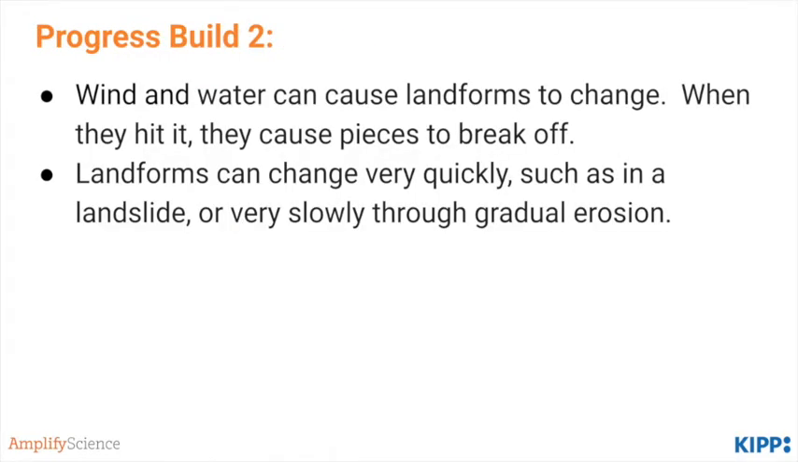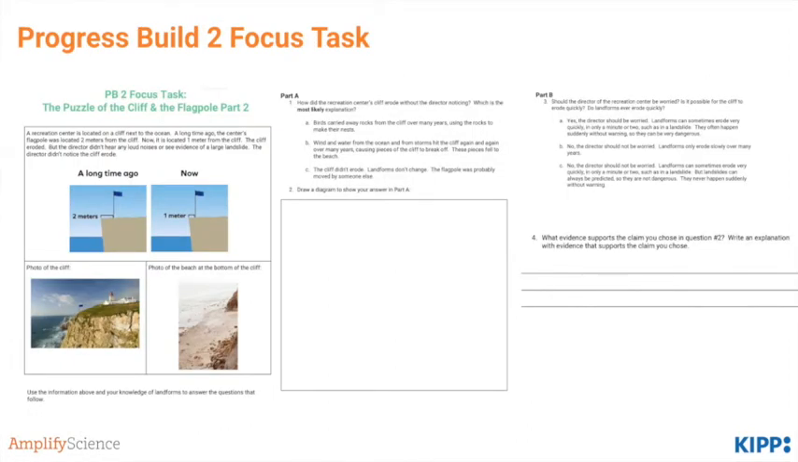At this point in the unit, students should understand Progress Build 2. Wind and water can cause landforms to change. When they hit it, they cause pieces to break off. Landforms can change very quickly, such as in a landslide, or very slowly through gradual erosion. All this leads up to the Progress Build 2 focus task, the puzzle of the cliff and the flagpole, part 2. Now we're getting to the explanation of how the cliff changed over time. Please go ahead and complete this task and then check back here.